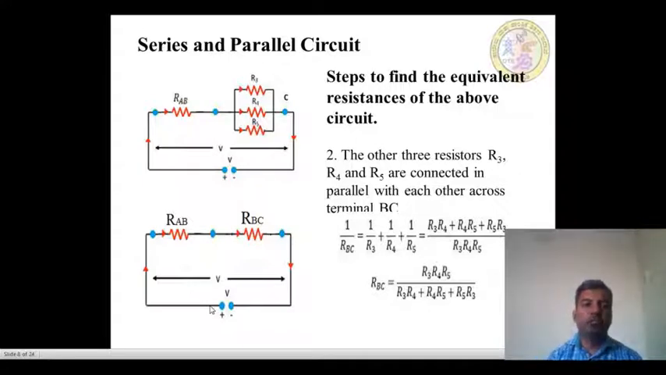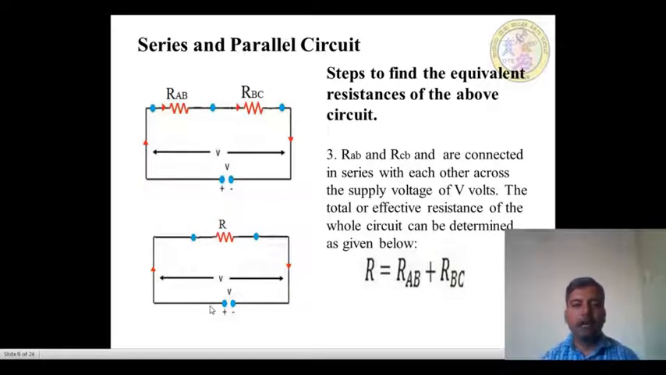Now these two equivalent resistances, RAB and RBC, are connected in series. So using the series formula, R equivalent equals R1 plus R2. So we can write R total equals RAB plus RBC. So now the total resistance of this circuit is RAB plus RBC.